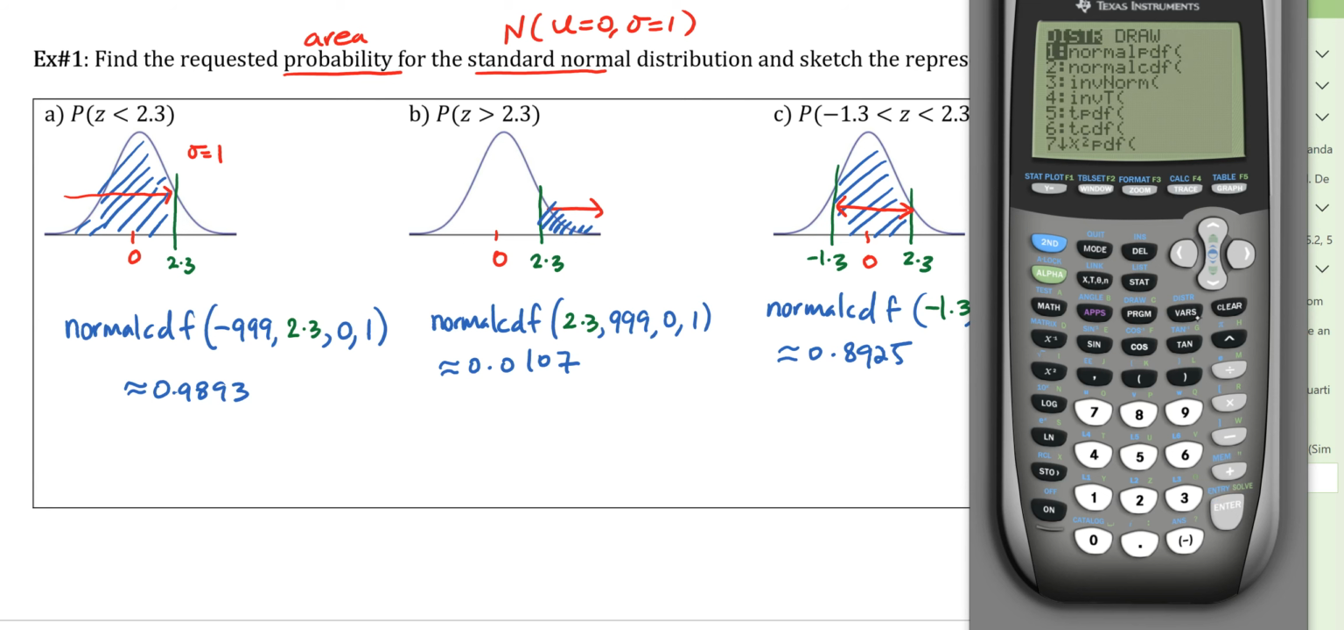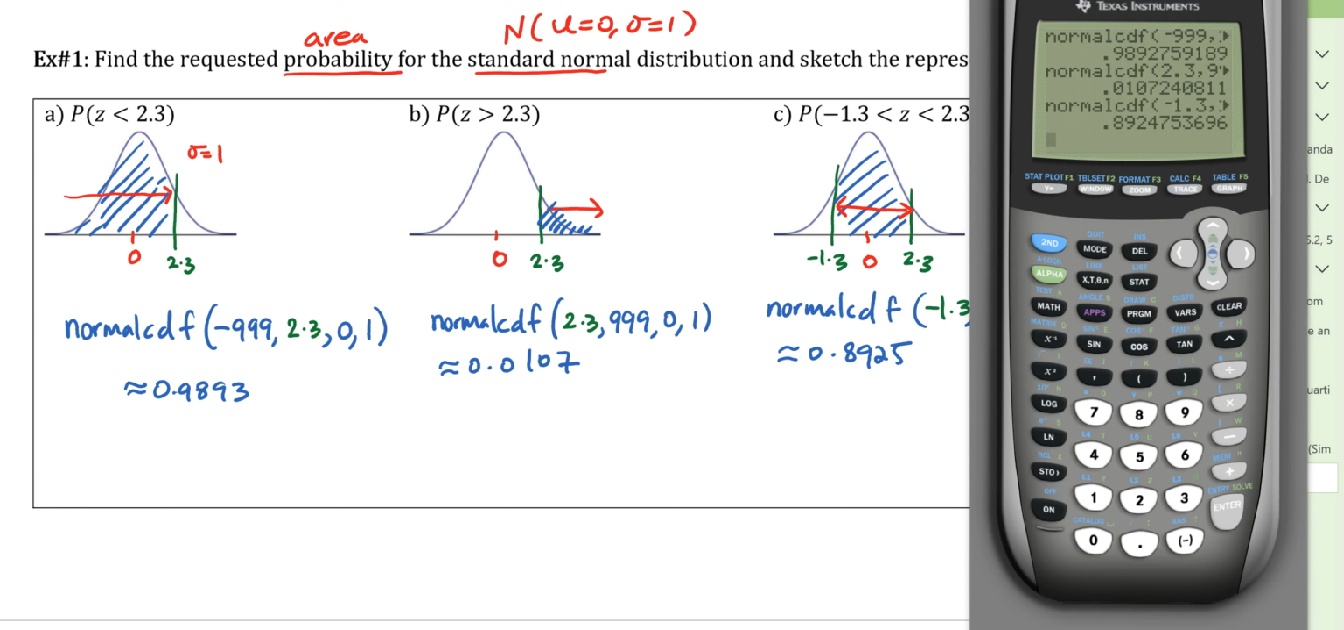Second vars, go to normal CDF. Notice that my lower bound here is negative 1.3, my upper bound here is 2.3, and mean 0, standard deviation 1. Just enter that in your calculator, and you get approximately 0.8925. I round to 4 digits for probability here. This concludes our little mini review for finding probability or area under a normal curve, given z-scores already.